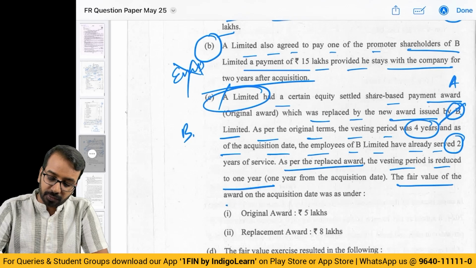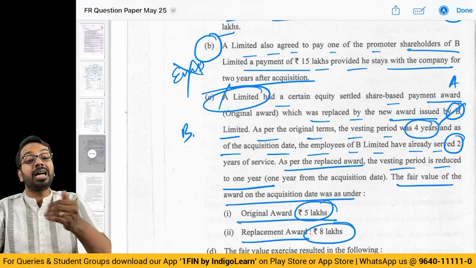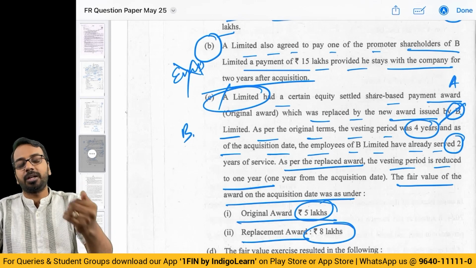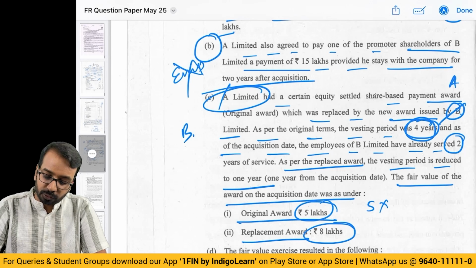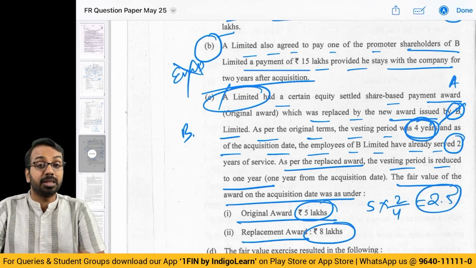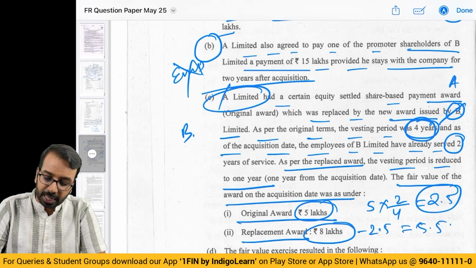The fair value of the award at acquisition: original award is 5 lakhs, replacement award is 8 lakhs. So what we have to see is, how much are we paying for service already completed? So that is 5 lakhs multiplied by how many years? The total is 4, and 2 is completed. So 2.5 is the purchase consideration component and 8 minus 2.5, this is for your employee benefit.